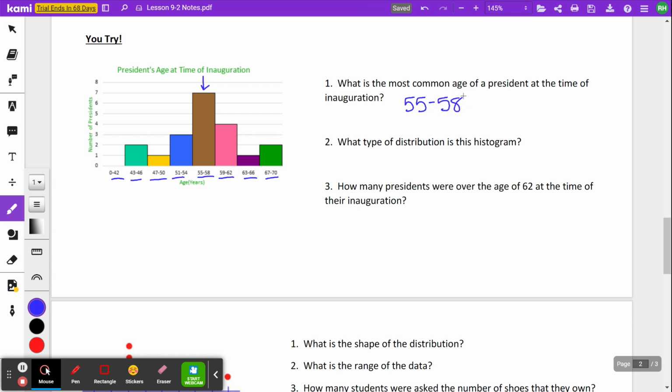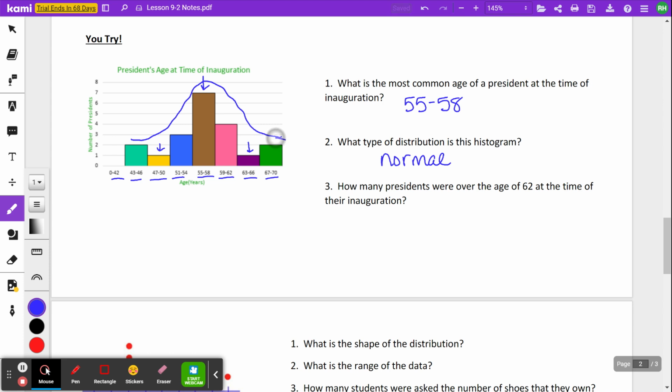58. What type of distribution is this histogram? Left skewed, right skewed, normal, or random. Well, this one's pretty normal. It goes up and then it comes back down. There's a little bit of dip here and dip here, but we're not going to worry too much about that. So this is a pretty normal curve.